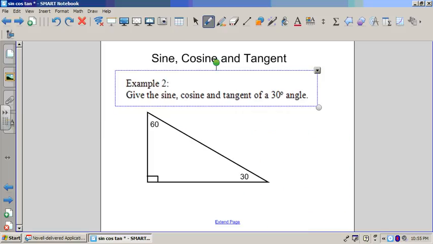Example 2. It does not want to go away. All right. So we'll just leave it there. Give the sine, cosine, and tangent of a 30-degree angle.